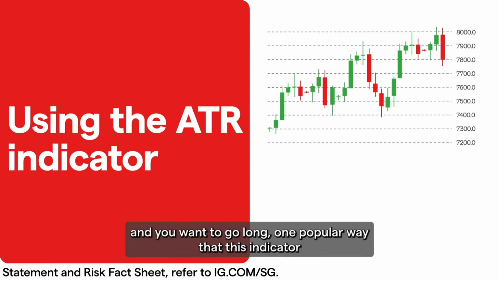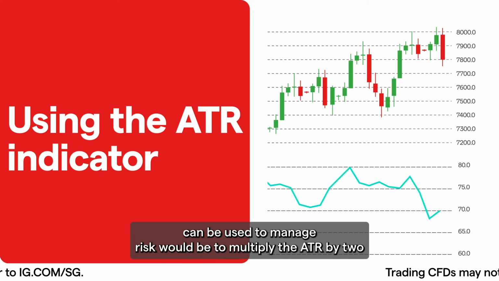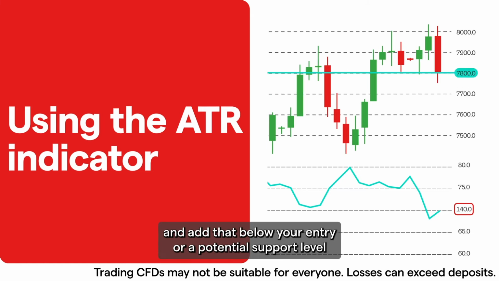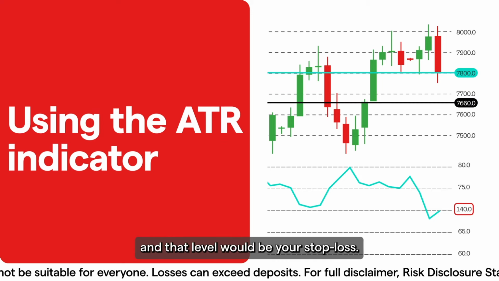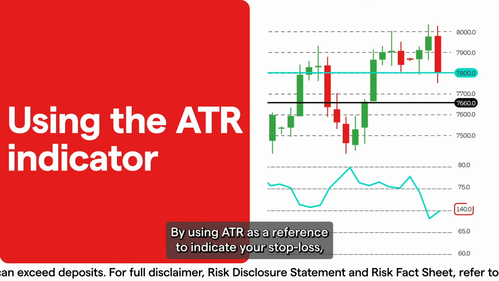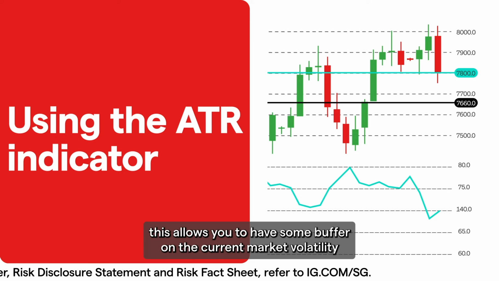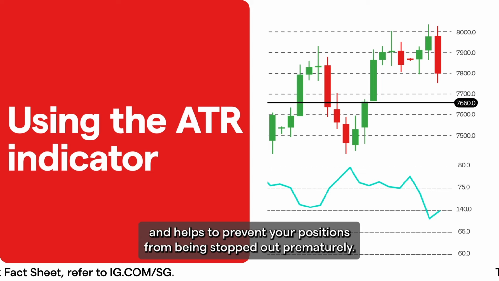One popular way that this indicator can be used to manage risk would be to multiply the ATR by 2 and add that below your entry or a potential support level, and that level would be your stop loss. By using ATR as a reference to indicate your stop loss, this allows you to have some buffer on the current market volatility and helps to prevent your positions from being stopped out prematurely.